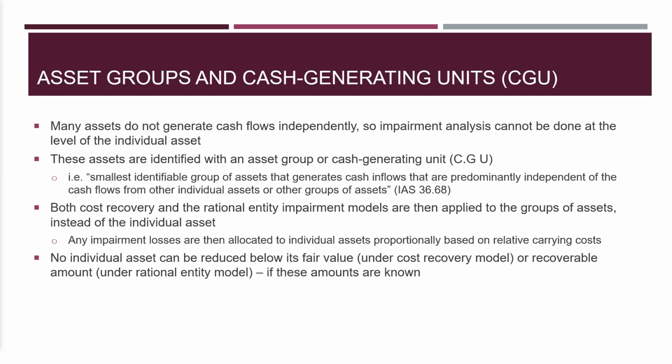Here there are two models available: a cost recovery model and a rational entity impairment model for impairment on your CGU, that is your cash generating unit. No individual asset can be reduced below its fair value if the cost recovery model is used. But if the company is using the rational entity model, then it cannot be reduced below the recoverable amount.